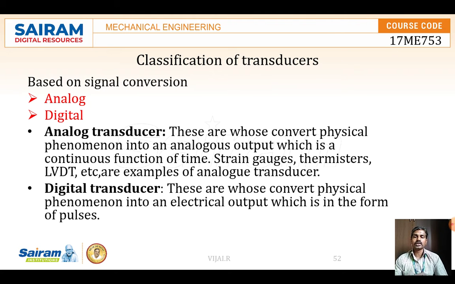Okay, analog is a continuous function of time. So analog transducers are those that convert a physical phenomenon into an analogous output, which is a continuous function of time. The strain gauges, the thermistors, and the LVDT are examples of analog transducers. Digital transducers convert the physical phenomenon into an electrical output in terms of pulses.